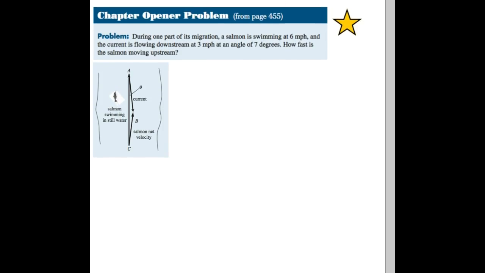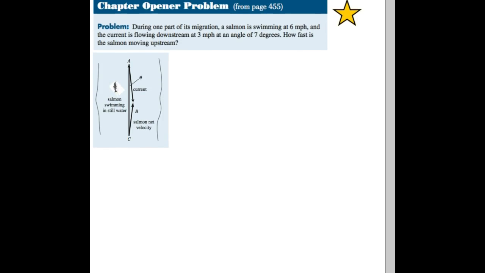All right, last one. It says during one part of its migration, a salmon is swimming at 6 miles per hour and the current is flowing downstream at 3 miles per hour at an angle of 7 degrees. How fast is the salmon moving upstream? Okay, it's not the 6 miles per hour. That's how fast the salmon is actually trying to swim. But what's happening? The current is coming against it, so it's going to slow it down. So its resulting speed isn't going to be as fast.